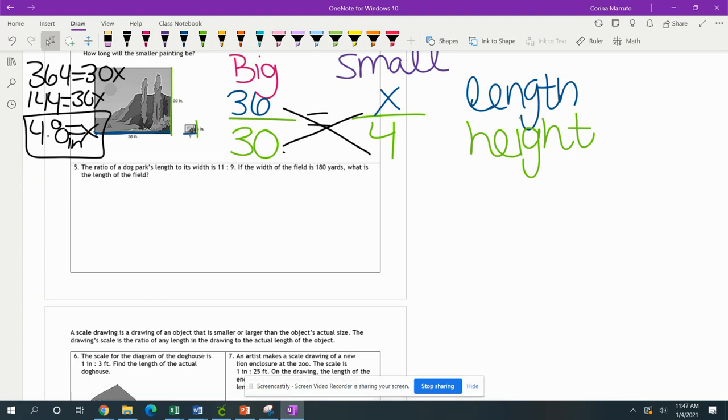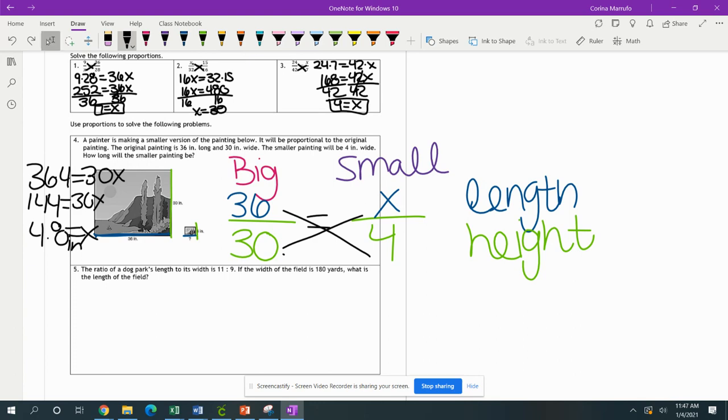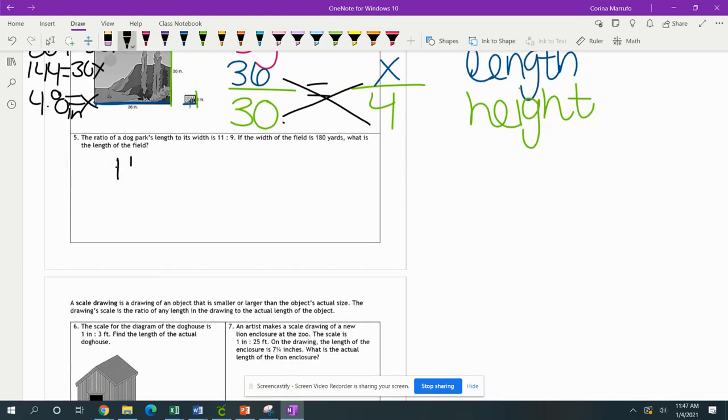The next one says the ratio of a dog park's length to width is 11 to 9. If the width of the field is 180 yards, what is the length of the field? So the ratio is 11 to 9. It says if the width of the field is 180 yards. Do you see here how it says it's the length? And the length is first, so this is the length. It says length to width, so that means that the width is 9.